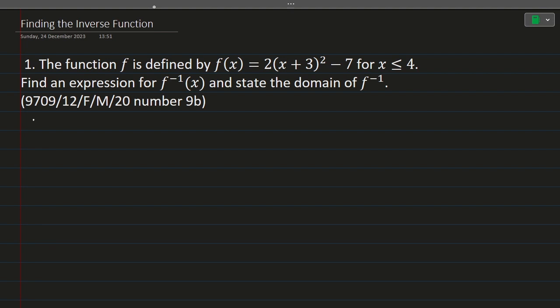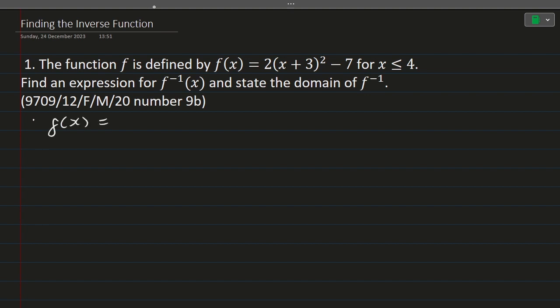So in this video, we'll be solving questions about finding the inverse of a function. Number 1. The function f is defined by f of x is equal to 2 times (x plus 3) squared minus 7 for x is less than or equal to negative 4. Find an expression for f inverse of x and state the domain of f inverse. So let's start by finding an expression for f inverse of x.